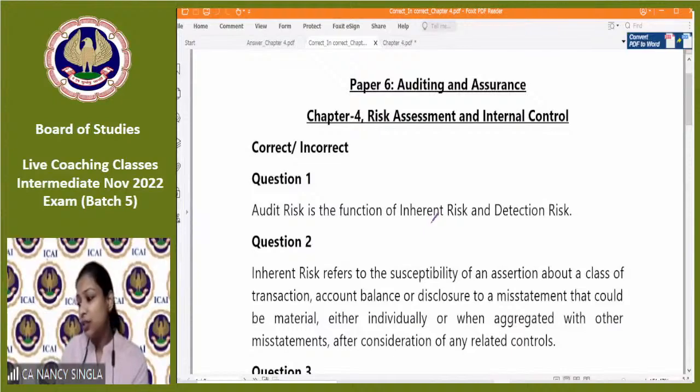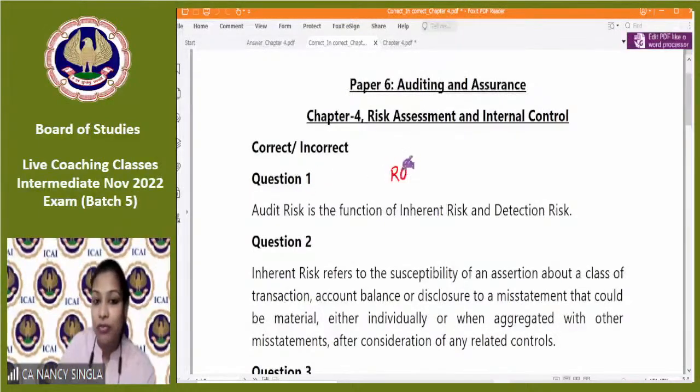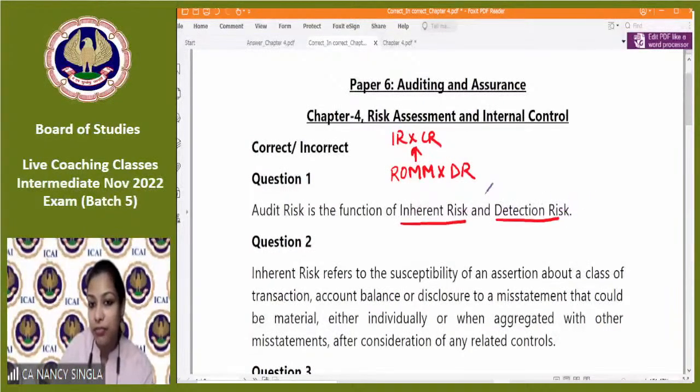Sudhanshu, please check your answers. Audit risk is a function of inherent risk and detection risk. See, audit risk is the function of risk of material misstatement and detection risk, whereby risk of material misstatement is the function of inherent risk and control risk. So if control risk was also mentioned, then it would have been correct, but it is incorrect.